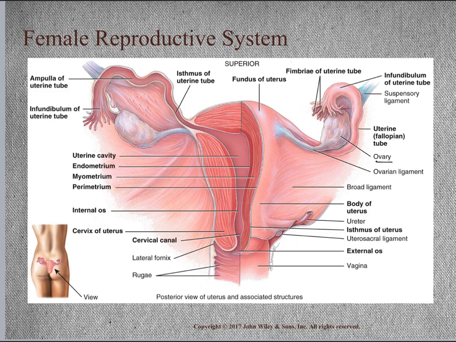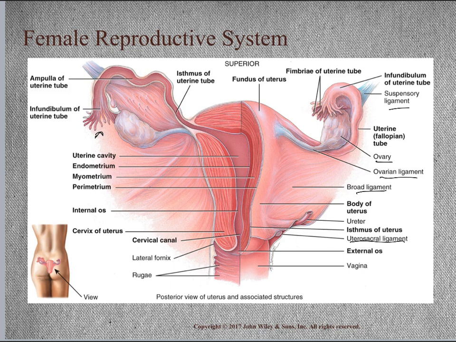We look at the connection. Again, notice that the fimbriae, the uterine tube, is not connected to the ovary. It's kind of just free floating. Those fimbriae are kind of brushing up along the edge. We have our ligaments, ovarian ligament, broad ligament, uterosacral ligament, all these ligaments that are sustaining and holding this structure in place. And again, our suspensory ligament up here.